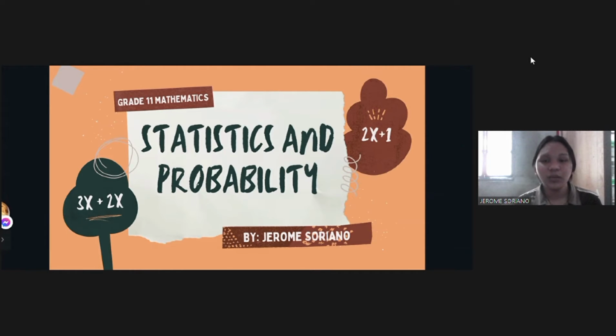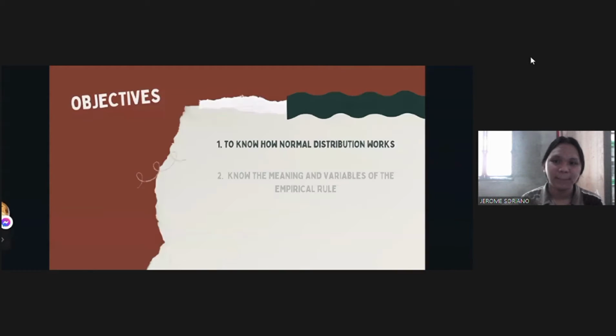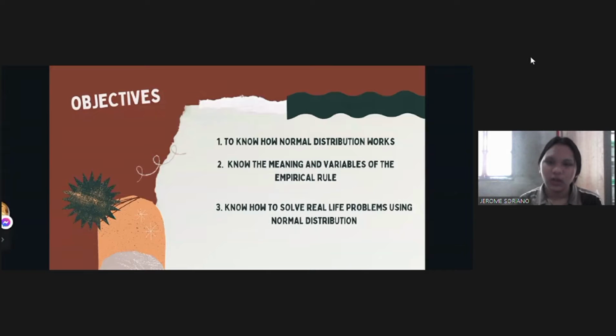So today we are going to tackle a lesson in statistics and probability, and that is the normal distribution. But before that, let's go with our objectives. Number 1 is to know how normal distribution works. Number 2, know the meaning and variables of the empirical rule. And lastly, number 3, know how to solve real-life problems using normal distribution.